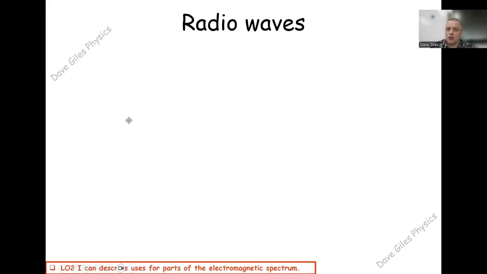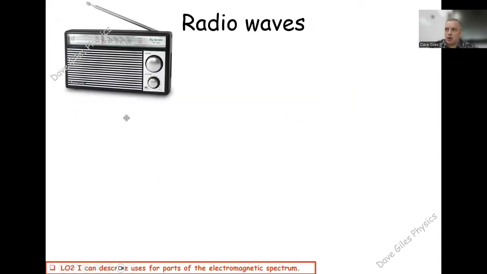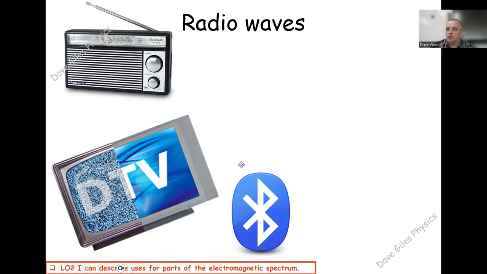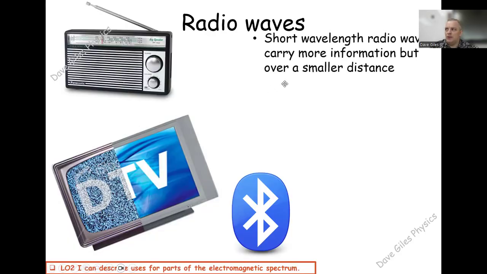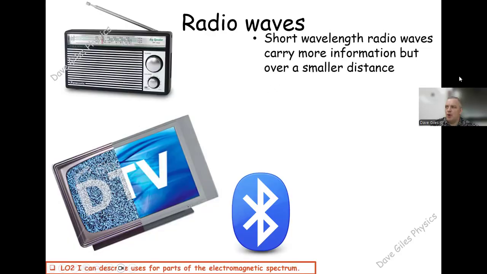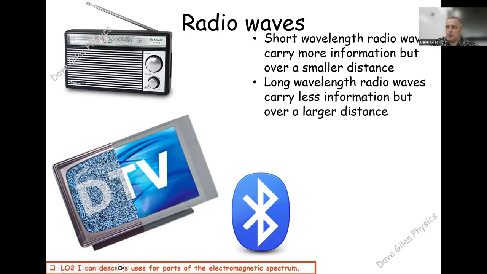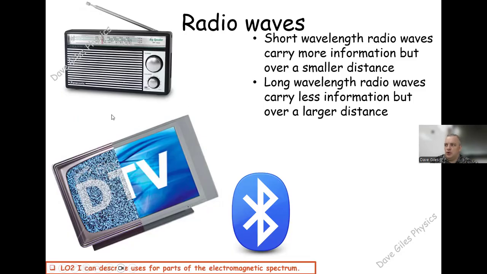So first of all, we're looking at radio waves. So using radio, television, and slightly more modern, we've got Bluetooth. So short wavelength radio waves carry more information, but over a smaller distance, whereas long wavelength radio waves carry less information, but over a larger distance. So using that information there, out of these short and long wave, which one do you think Bluetooth uses?